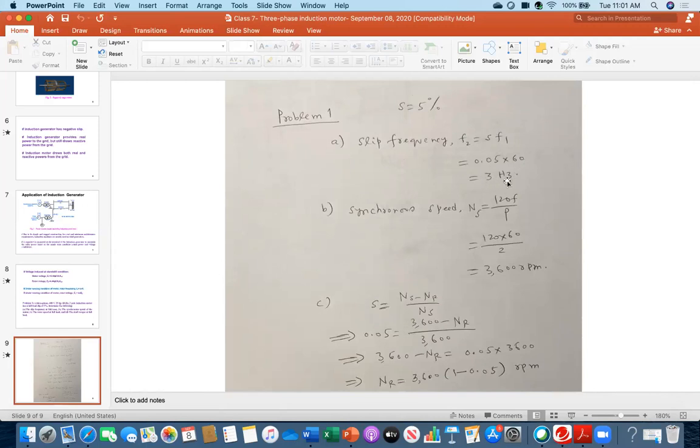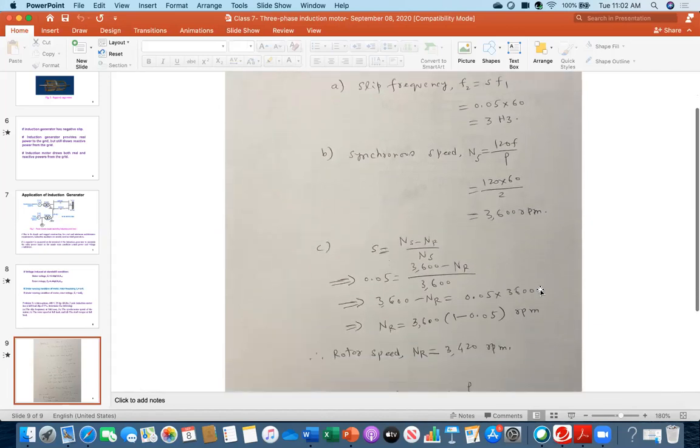See the difference? Rotor frequency is just 3 hertz because there is a difference in speed. What was the next question? Synchronous speed, NS, 120 F over P. F is that 60 hertz. In this equation, this frequency is not the rotor one. Synchronous speed is always at the stator side, never for the rotor. Keep in mind, synchronous speed always refers only to the stator. So always you have to use the supply voltage frequency, which was 60 hertz. Pole number was 2. I got this one.